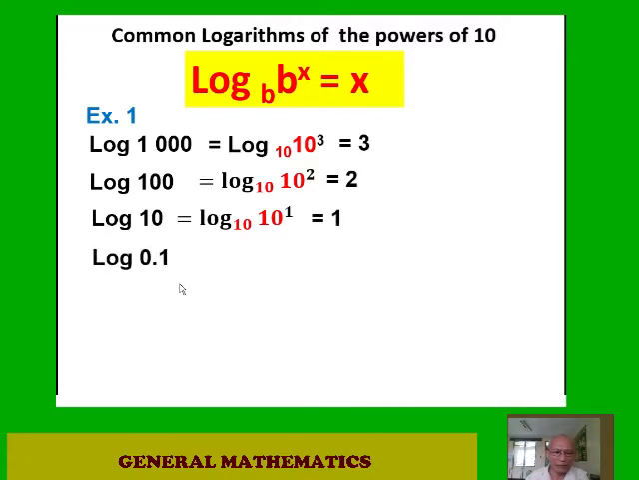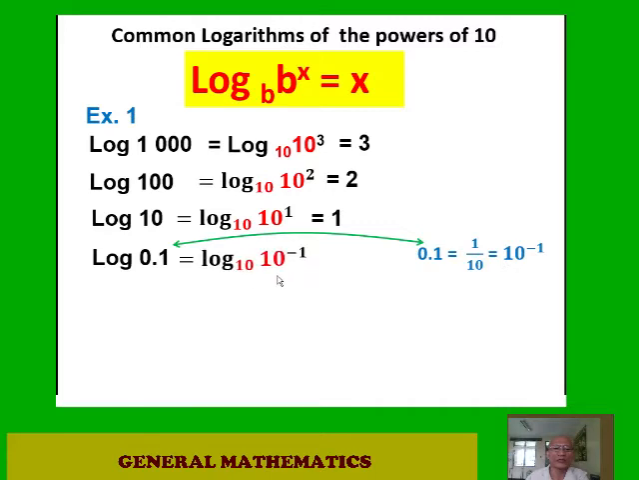Log of 0.1. 0.1 can be expressed as 1 over 10 or 10 to the negative 1. So we can change this into 0.1 is 10 to the negative 1. They have the same base 10, so the value of this logarithm is equal to the exponent, negative 1. Another one, log of 0.01. 0.01 is 10 to the negative 2. So the value of this logarithm is equal to negative 2.